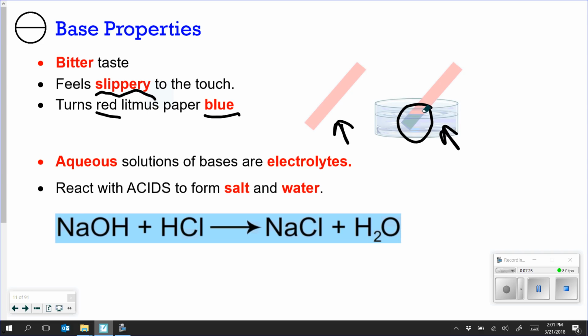Aqueous solutions of bases are electrolytes, and they're going to react with acids to form salt and water. So we've got our base right here. It's reacting with an acid, and it's going to form our salt and our water, and this is neutralization.